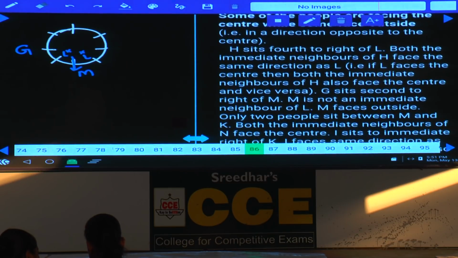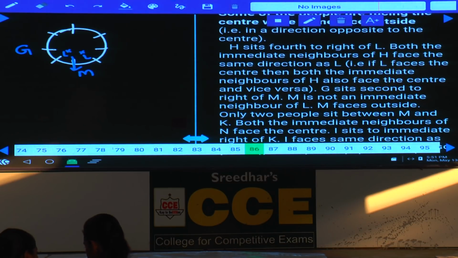Then let us come back to the first. H sits 4th to the left of L. H and L are opposite to each other. Now in this one, let us discuss L. L cannot be here, cannot be in these 4 places, cannot be here as well, isn't it? Because if L is here, G and L will be opposite rather than L and H. Hence L cannot be here. What are the possibilities here? Here L can be either at this place or at this place. How many possibilities? There are only 2 possibilities.